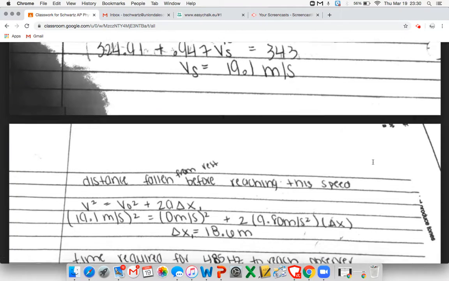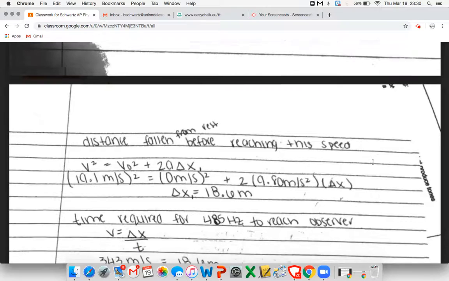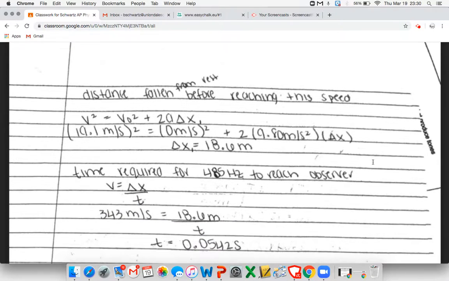second. The next thing that I did was solved for how long it actually took to get to the observer. So for that, the velocity is 343 meters per second because we know that we are in air. We also know that it traveled 18.6 meters based on what we just solved for. And the time that it took to do that was 0.0542 seconds. If you rounded to 0.05, that's totally fine. I just left it with the entire answer.